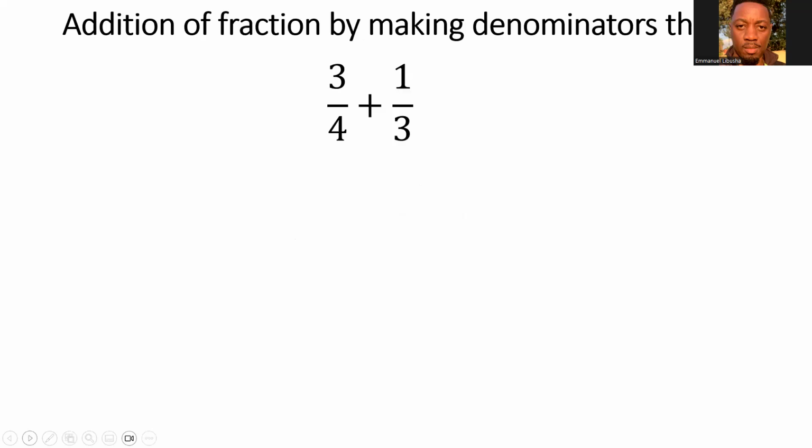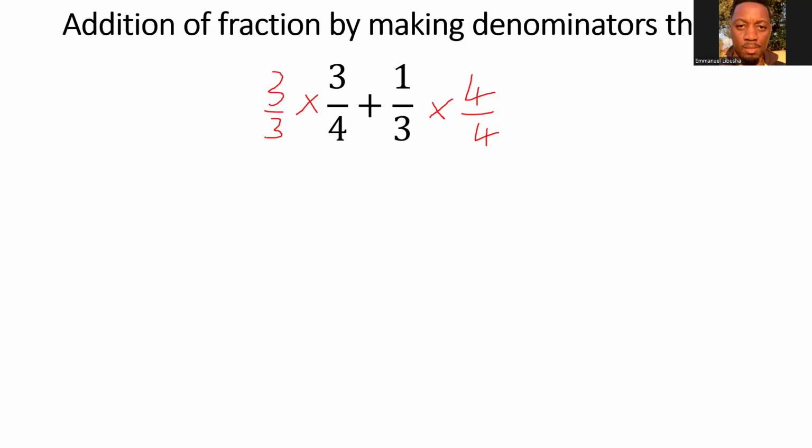The algorithm method is addition of fractions by making the denominators the same. If you look at what I have here, I have 3/4 plus 1/3. For me to make the denominators the same, the first part is this: I'm going to multiply this one by 4/4, which is the same as 1, and then I multiply this side by 3/3.